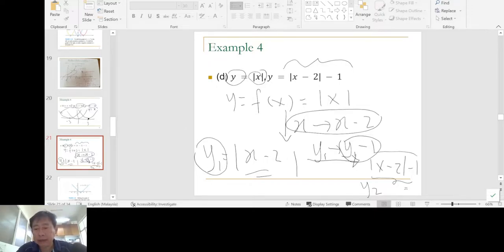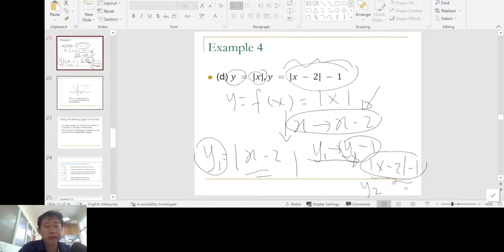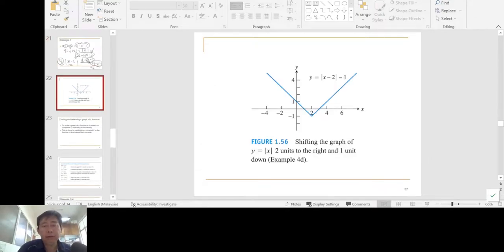You arrive at this expression y2, which is this expression. So it's a 2-step procedure where you are actually carrying out 2 shifts. The first shift is shifting the absolute function 2 units to the right. After you have done that, you shift the function obtained by 1 unit downwards. So this is a 2-step procedure, and the result of the shift is like this. So this is the result.